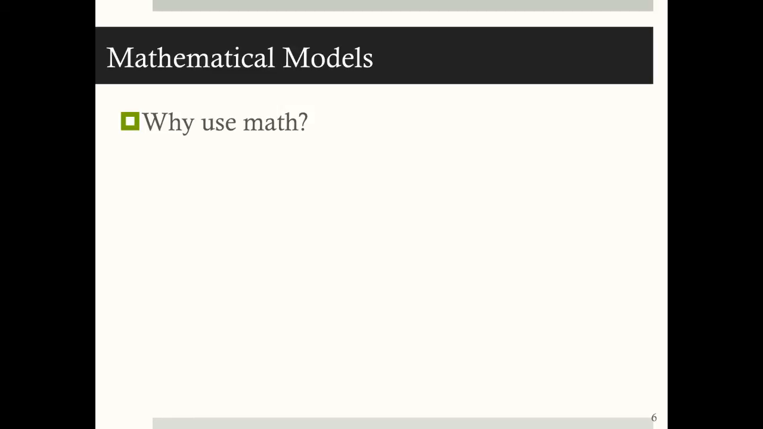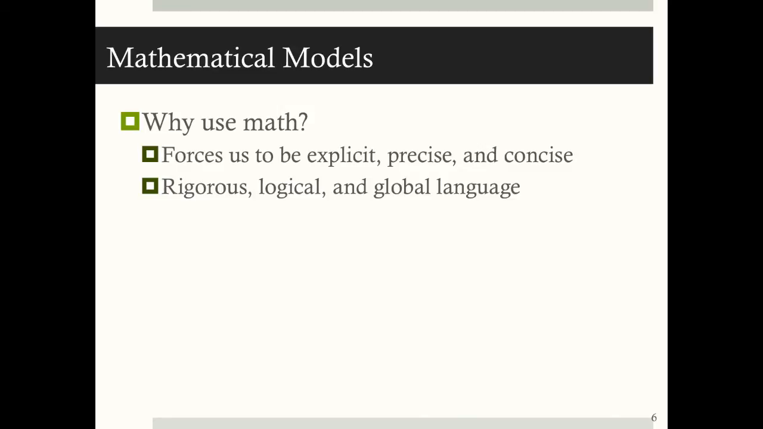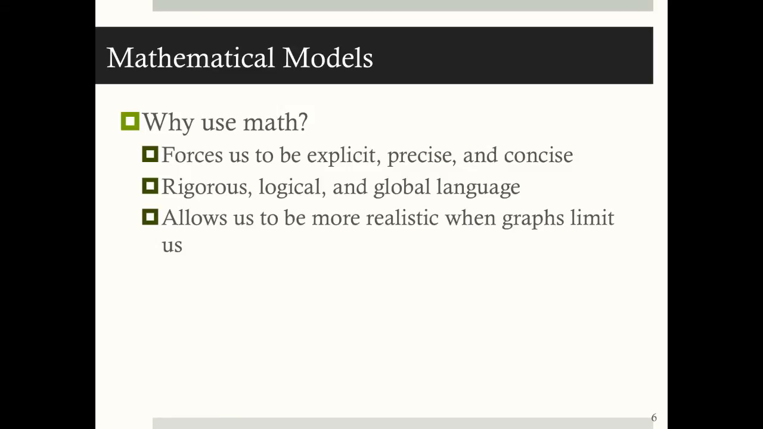So economists began to use the language of math, symbols, equations, simple diagrams, and graphs to explain theories. We use math because it forces us to be explicit, precise, and concise at every single stage of our reasoning. And math is a language, it's logical, and it's globally accepted. Math allows us to be more realistic when we're modeling economic behavior.